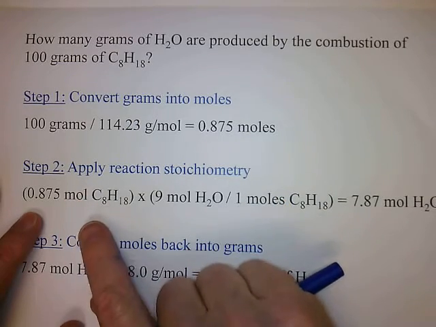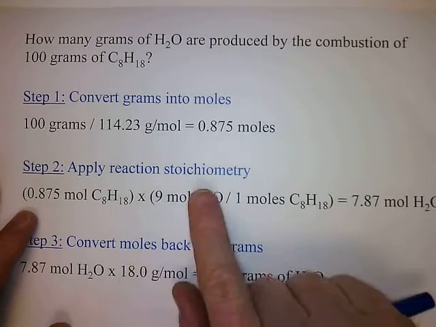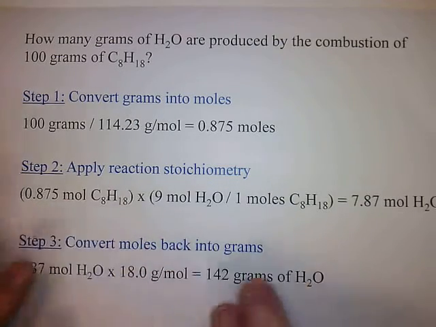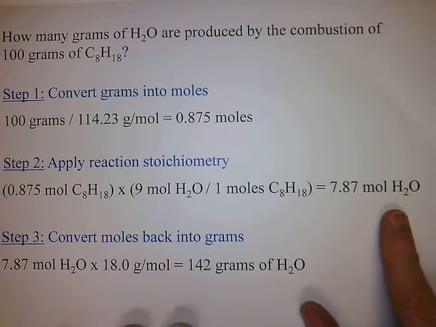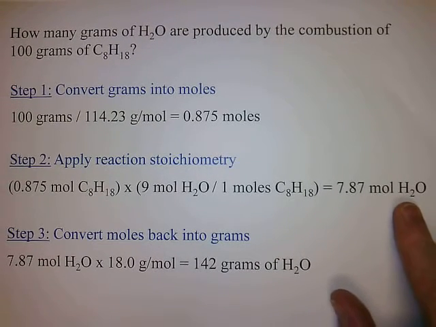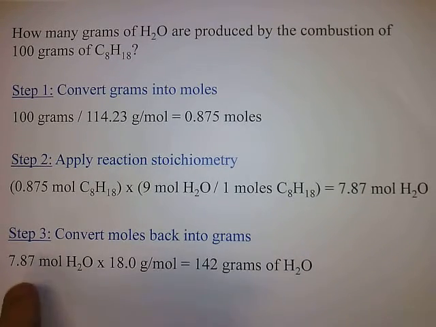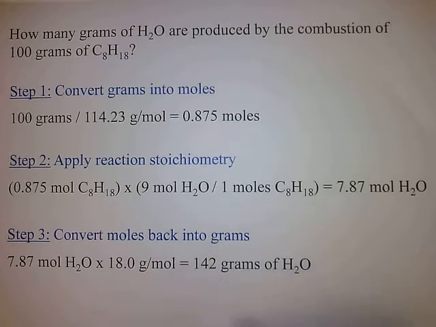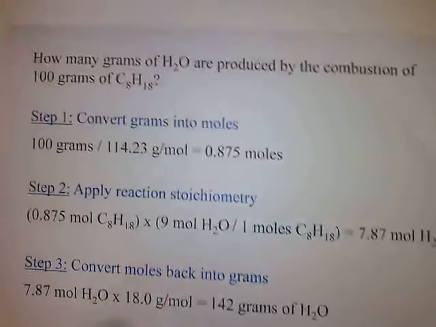Then you apply the reaction stoichiometry. Basically, it's 1:9, so you're multiplying by 9, or 9 moles of water produced for every mole of octane. That comes out to be 7.87 moles. And then our last step is we go moles to grams. You know how to do that. Multiply by the molar mass. 7.87 times 18 grams per mole is 142 grams of water produced.